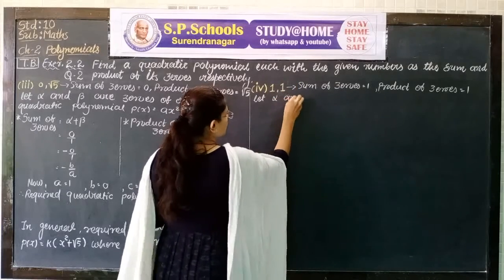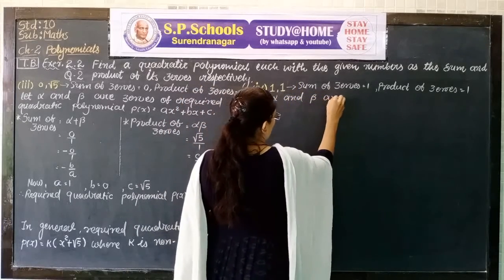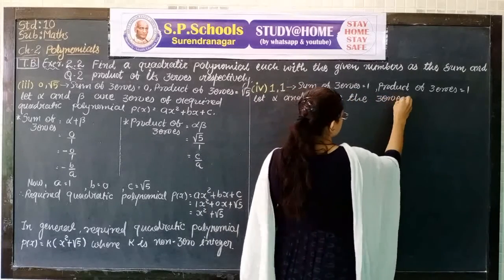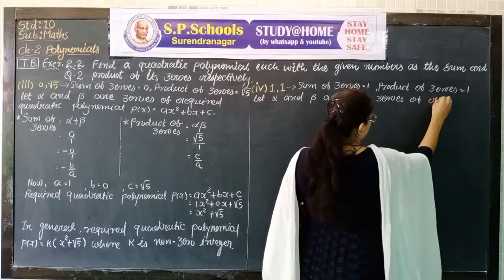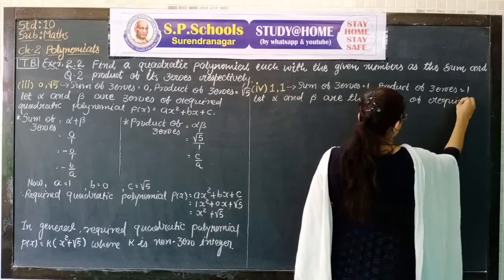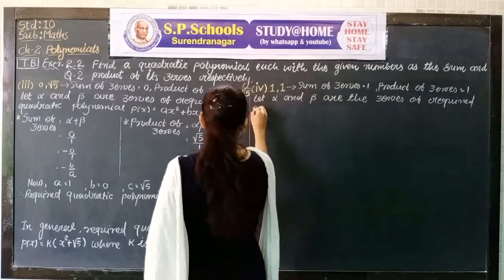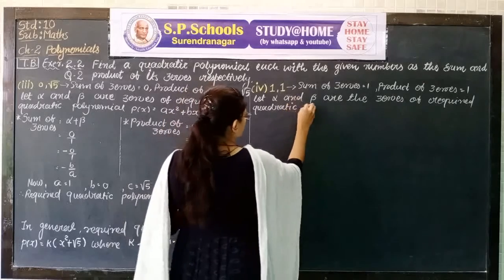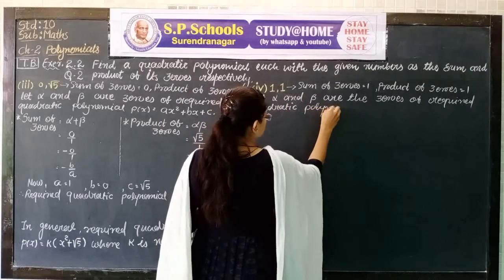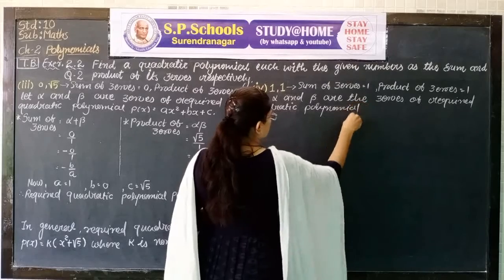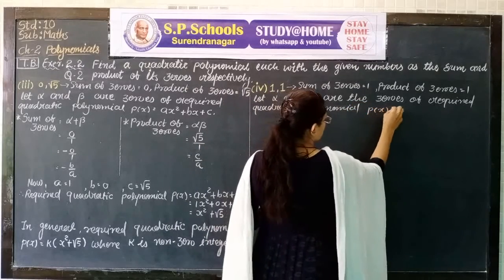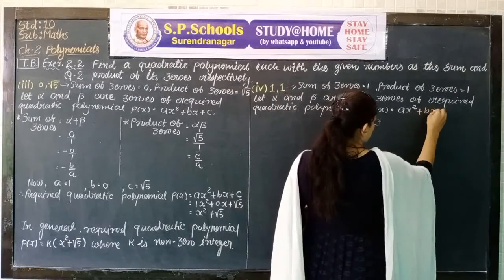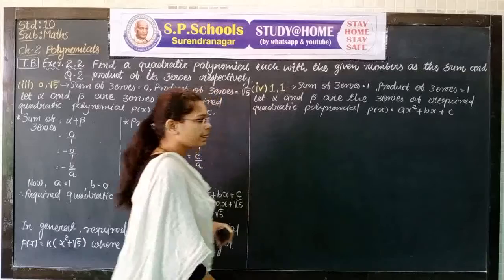Let alpha and beta be the zeros of the required quadratic polynomial p of x is equal to ax square plus bx plus c.